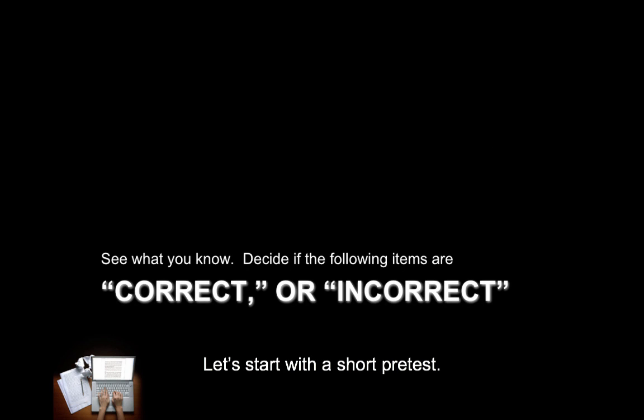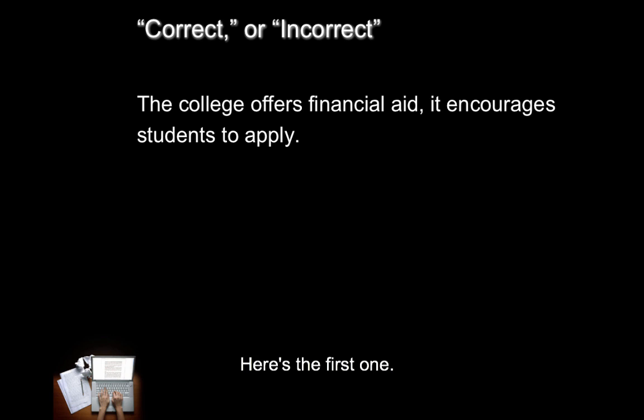Let's start with a short pretest. Use this pretest to see what you know already about run-on sentences. Decide if each of the following sentences is correct as written or is incorrect. For sentences that are incorrect, decide what change needs to be made. Here's the first one. Pause the video for a moment and read the sentence. Decide if you think it's correct or incorrect, and if it's incorrect, try to figure out what correction is needed.